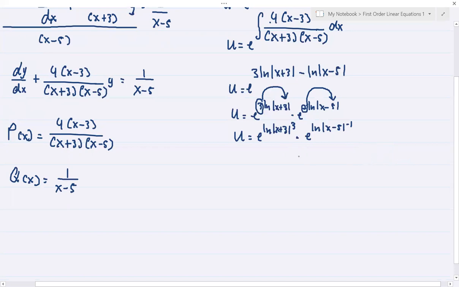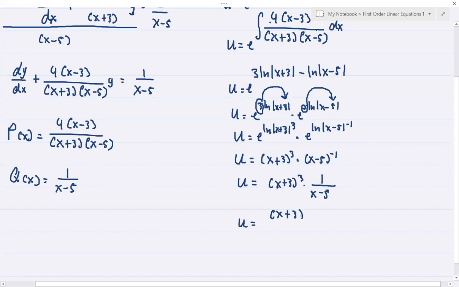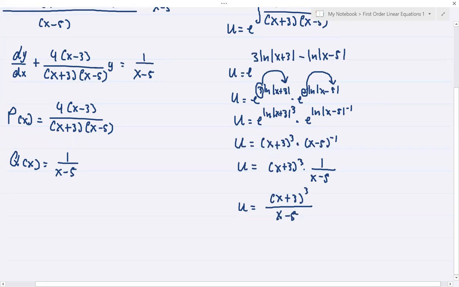Therefore, we will have u is equal to x plus 3 raised to 3 times x minus 5 raised to negative 1, which, if you simplify it, is x plus 3 raised to 3 times 1 all over x minus 5. So we will have u is equal to x plus 3 raised to 3 all over x minus 5. That's it. That is your integrating factor.